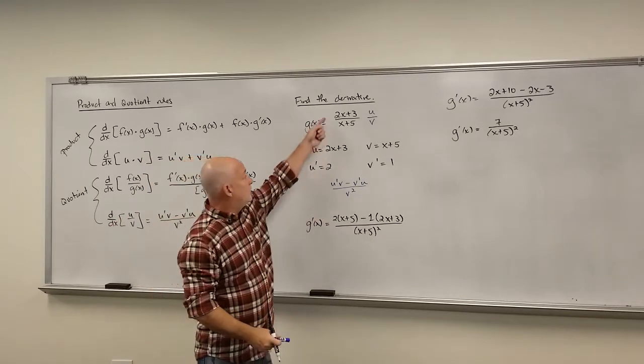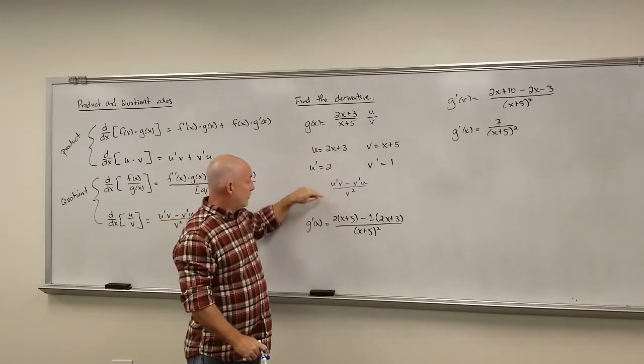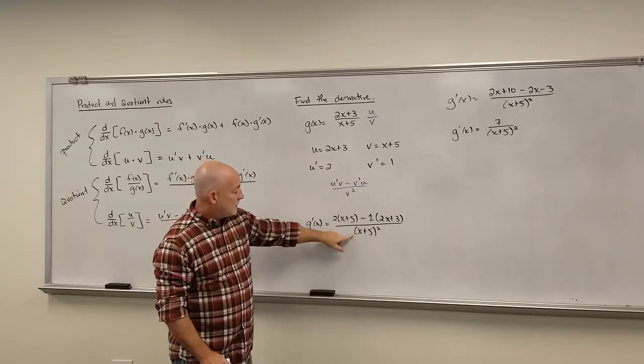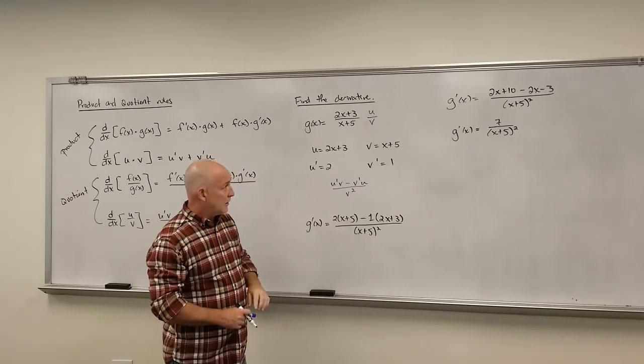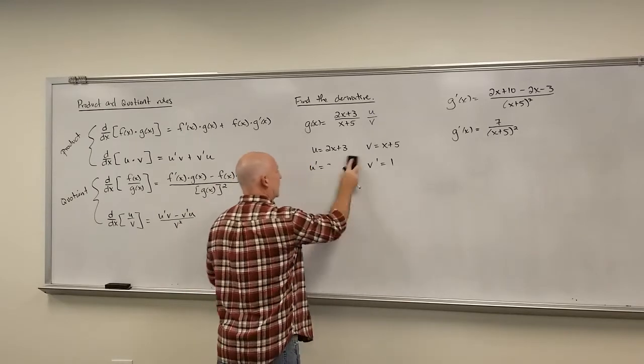Again, call the top u, the bottom v. Write it out just like we normally do. Plug it into your formula and then simplify. Quick hint, you generally don't want to distribute out the bottom. Just go ahead and leave it like it is. Let's try one more of these. I'm actually going to let you try one here.